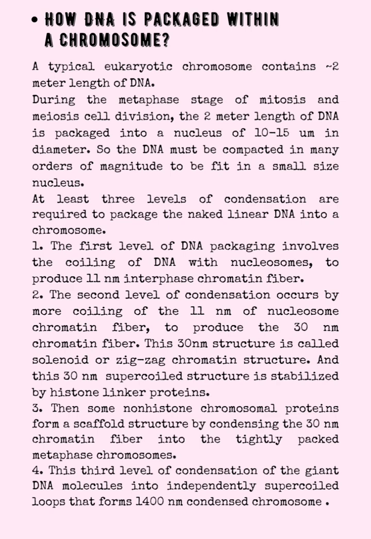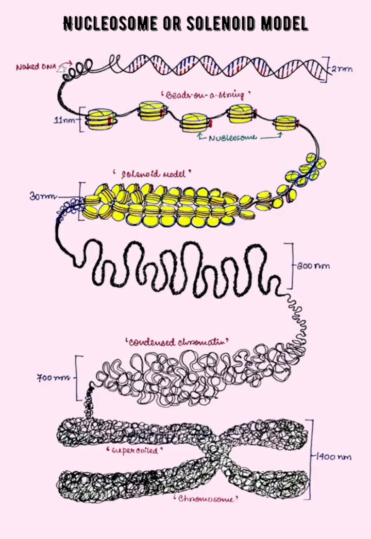The DNA must be compacted by many orders of magnitude to fit inside of a small nucleus, and the DNA molecule is tightly coiled and densely packed into the compact metaphase chromosome structure. The condensation occurs by 10 to the power 4 fold from the linear state of the DNA molecule. Here the figure is illustrated for understanding the nucleosome model.